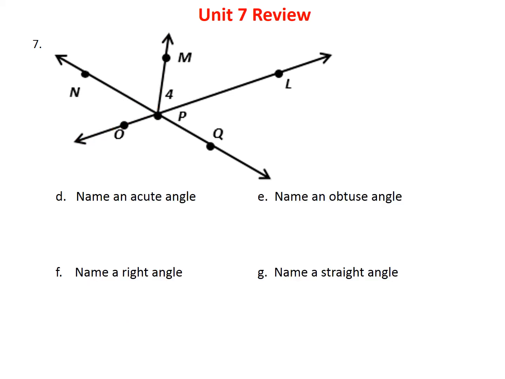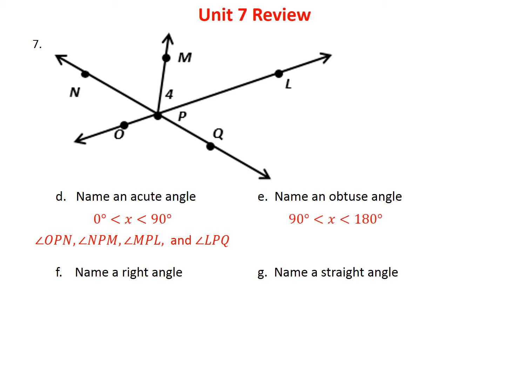Problem 7 asks us to name an acute angle, an obtuse angle, a right angle, and a straight angle. So we simply have to remember our definitions and find them on the diagram. An acute angle is one that's between 0 degrees and 90 degrees, so it's smaller than a 90 degree or right angle corner. There's several of them. If I start over on the left, I have OPN, and then next to it NPM, and then next to that MPL, and finally LPQ. So I have 4 acute angles.